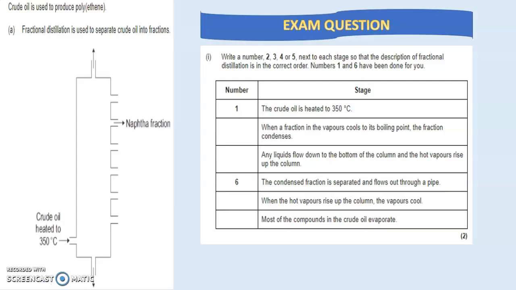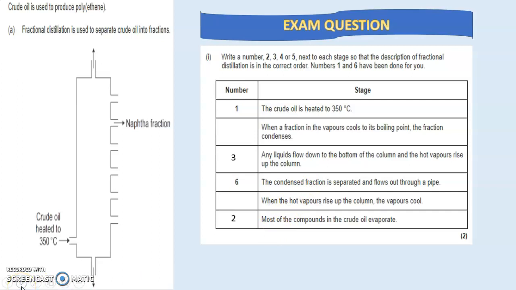In this case, they've given you that crude oil is used to produce polyethylene, and they've given you the diagram. You've been asked to arrange these statements. You've got to write a number to indicate the order in which this process occurs. So you could pause the video now and try out the question.